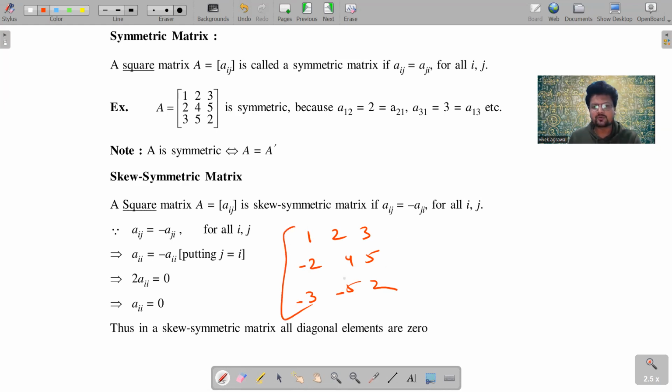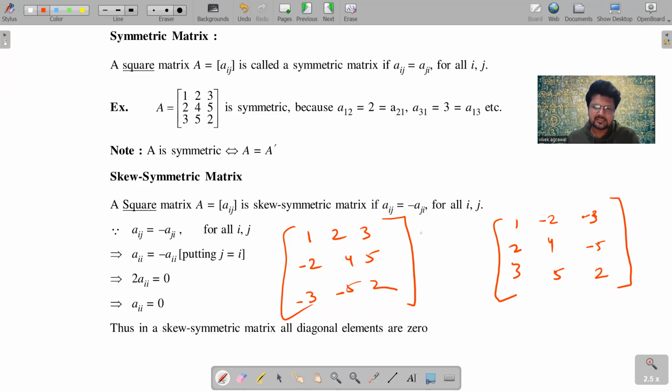So if I do the transpose of this matrix, what will I get? This 1, 2, 3 will be converted to the column, right? -2, 4, 5 will come here. Yes. And this -3, -5, and 2. Sorry, -3, -5, 2. Only 2. Yes. So if I transpose this, you can see that this is 1, 2, 3. This is 1, -2, -3. If this is -2, 4, 5, this is 2, 4, -5. This was -3, -5, 2. This is 3, 5, 2, right?